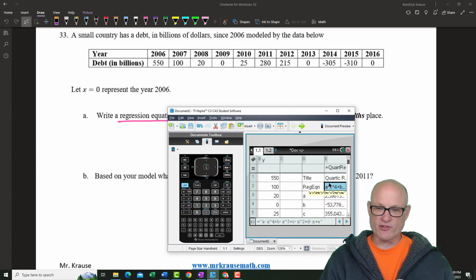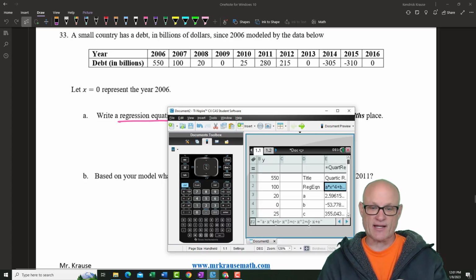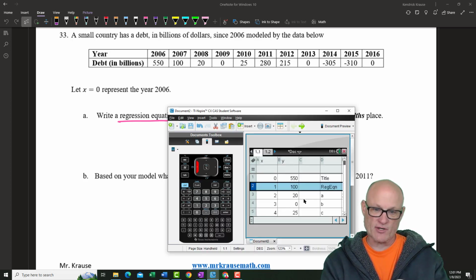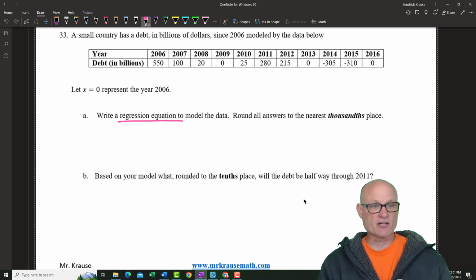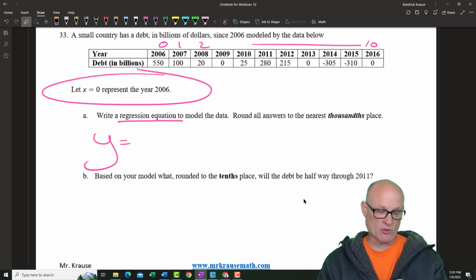Now, there's the equation. If you can't see it, you look down here. There it is. What's the common mistake made? Well, first typing in, oh, and I didn't address the fact. I should have. Apologize. Let me address the fact. Notice I put in 0, 1, 2, 3. That's because right here it says 0 is 2006. That means that's 1, that's 2, all the way up to, I think, 10. All right, don't forget your Y equals.